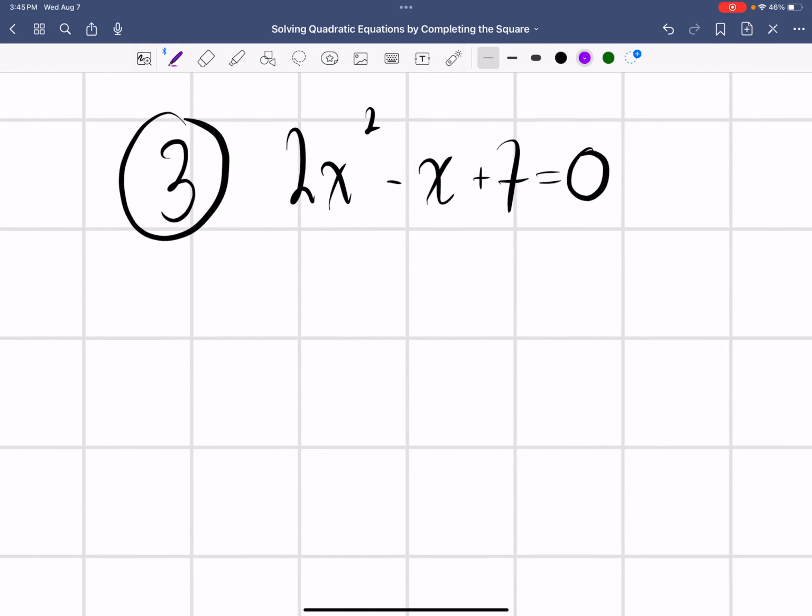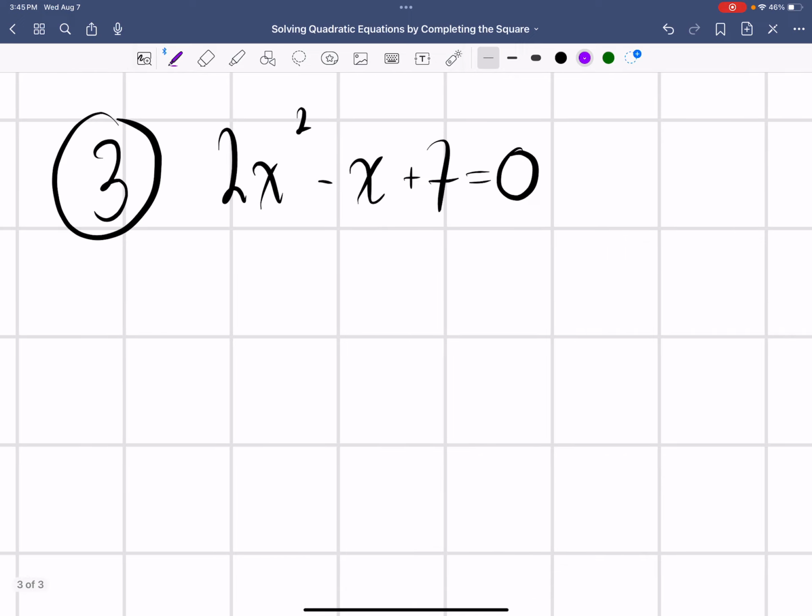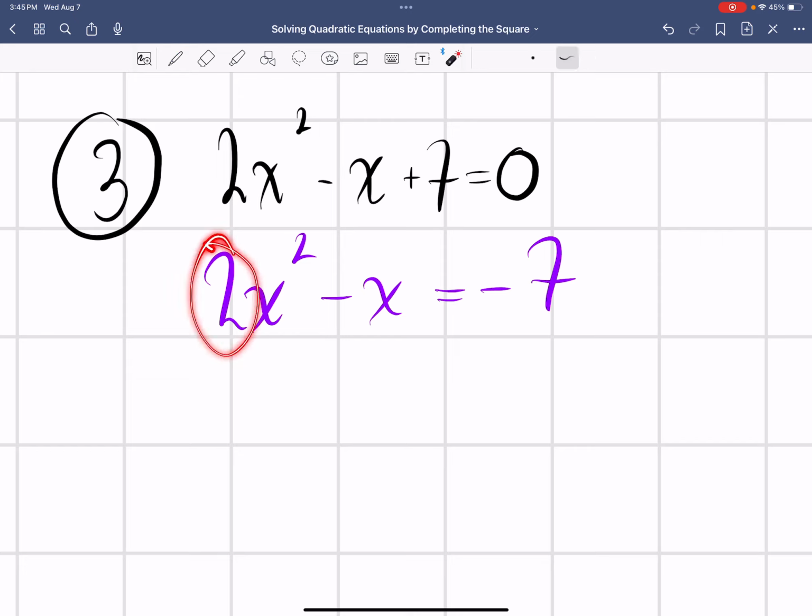This one will be a little bit more interesting because I believe that complex numbers will come up, if I plan this correctly. Let's find out. Step 1, we will move the constant term to the other side. So we have 2x squared minus x equals negative 7. Step 2, we need to make the leading coefficient 1, and we'll just divide both sides by 2 in order to do that. Divided by 2, divided by 2.